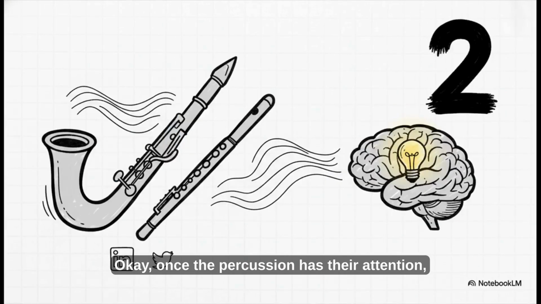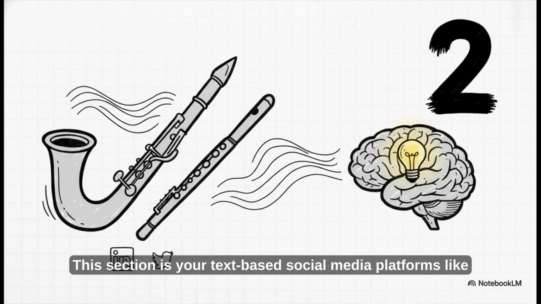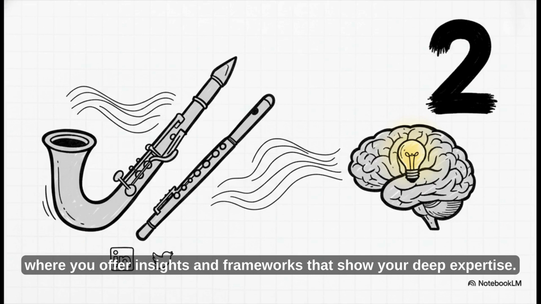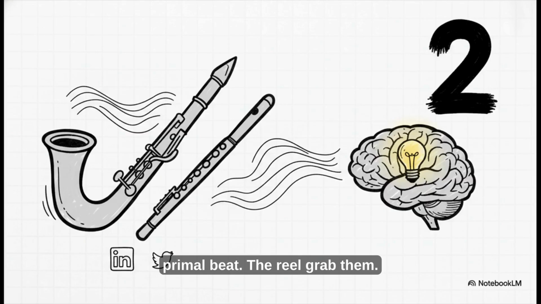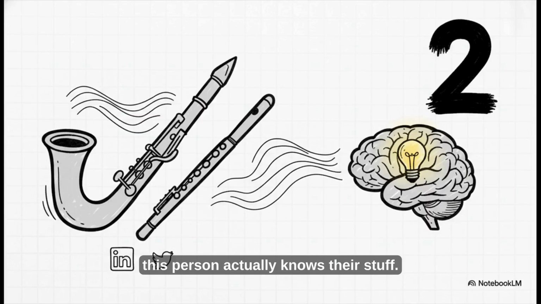Okay, once the percussion has their attention, we bring in the woodwinds. This section is your text-based social media platforms like LinkedIn or X. The woodwinds provide the intellectual melody. So if the percussion was the visceral what, the woodwinds are the logical why. This is where you build nuanced authority, where you offer insights and frameworks that show your deep expertise. It's the layer of logic that gives real substance to that initial primal beat. The reel grabbed them, the LinkedIn post is what makes them think, oh wow, this person actually knows their stuff.